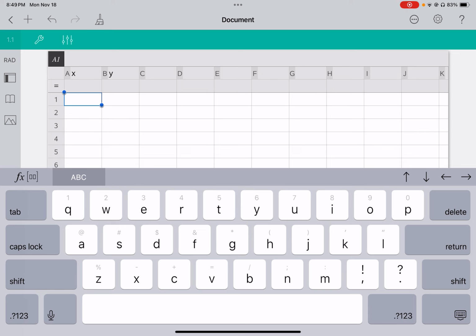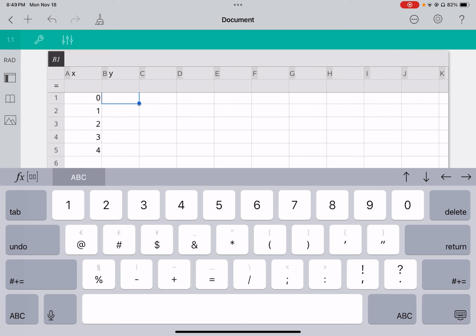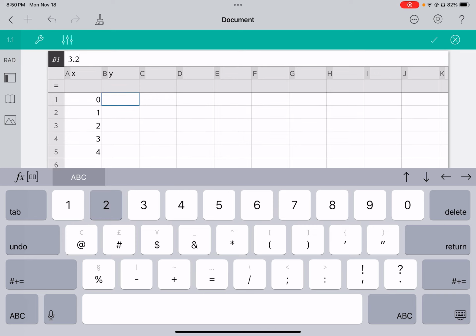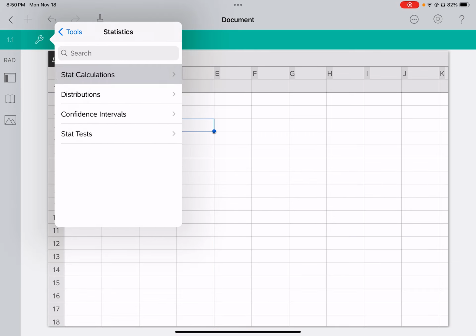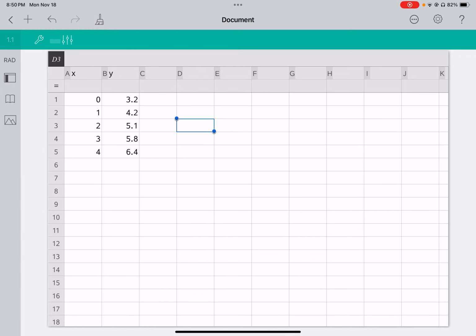So we have 0, 1, 2, 3, 4. And then the weight at 0 months was 3.2, and then 4.2, and then 5.1, 5.8, and finally 6.4. Okay. Now I'm going to go to menu, statistics, stat calculations, and it told me to click linear regression of the form y equals a plus bx. So I'm going to click this one right here.